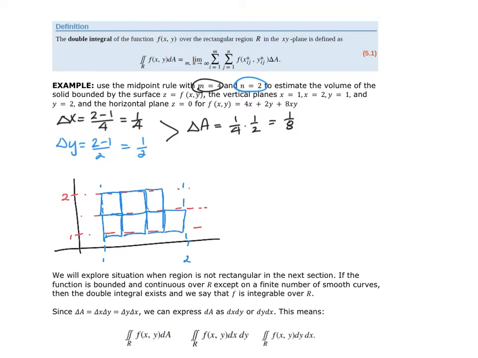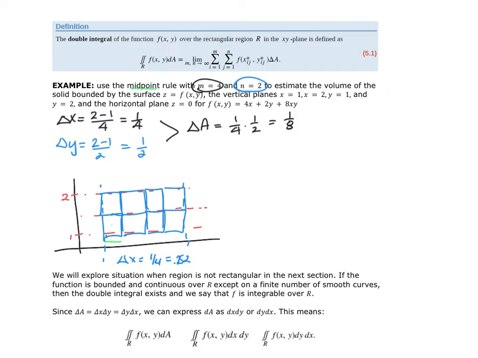What I need to do now is figure out what my ordered pairs will be. Now, my delta x is equal to 1/4, or if you want, 0.25. So that is the entire length from here to here. However, I'm not using 0.25 because that is the entire width, and they're telling me I want to do it by the midpoint rule, so I need to use half of that.